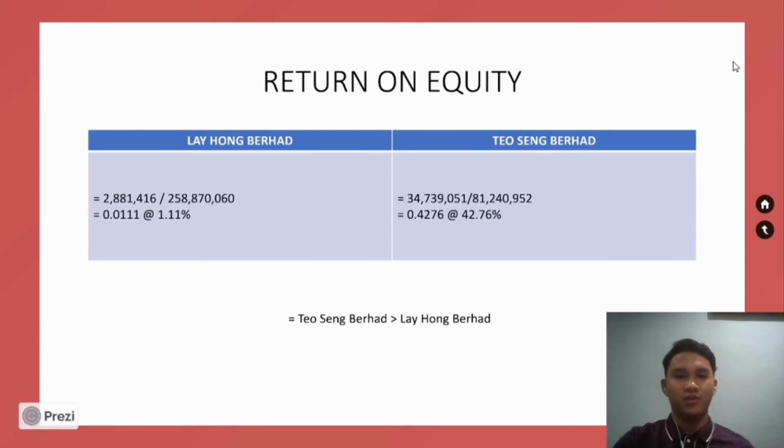Lastly, for profitability ratio is return on equity. Net profit divided by total equity is the formula for return on equity. Teoseng Berhad has 42.76% for return on equity, while Lai Hong Berhad has 1.11%, which means Teoseng Capital Berhad has more return on investment into profit than Lai Hong Berhad.